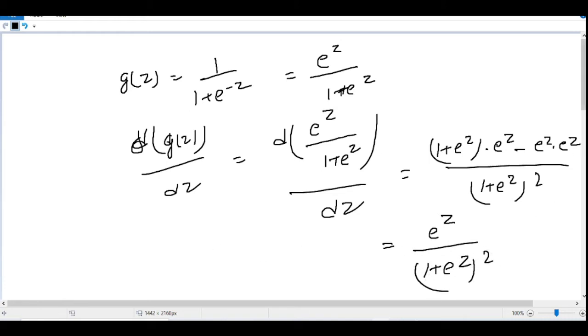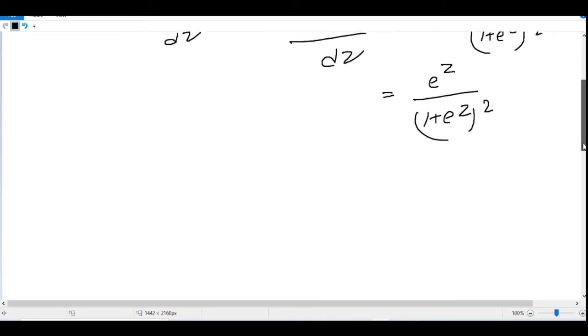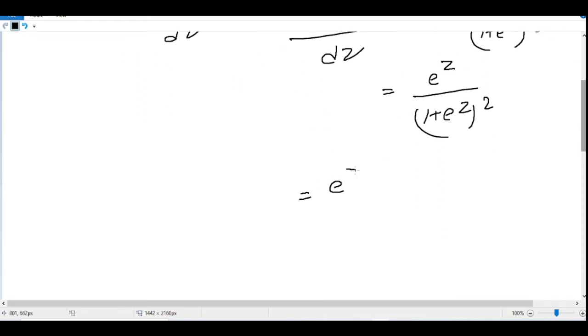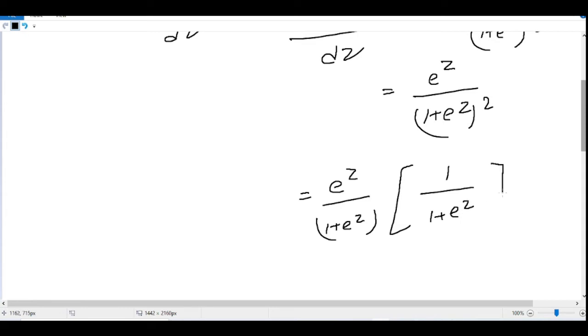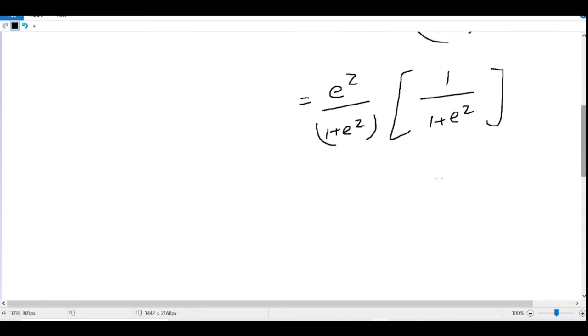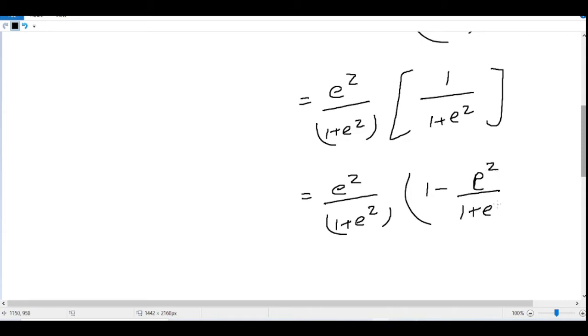And I can write this like this: e power z divided by 1 plus e power z, and if I take it common, the remaining will be just 1 divided by 1 plus e power z, right? And this can be written as e power z divided by 1 plus e power z, into 1 minus e power z divided by 1 plus e power z. If you do it, you will get the same.